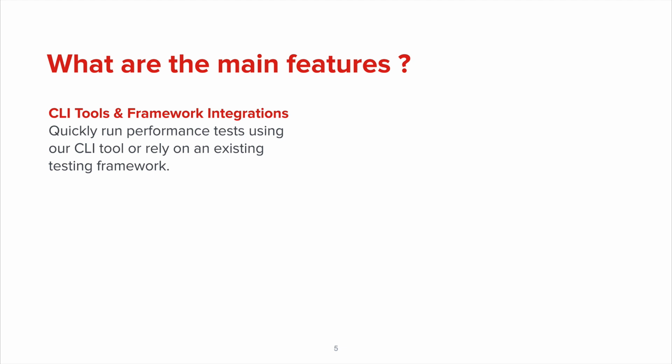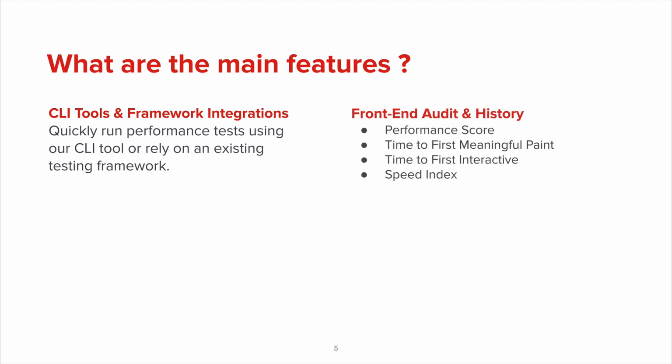Number two, obviously, whenever you run tests on SaaS Labs with performance enabled, we capture a lot of performance metrics and their histories, specifically performance scores, time to first meaningful paint, time to first interactive, speed index, and many more, and I'll cover that in detail in a bit as well.